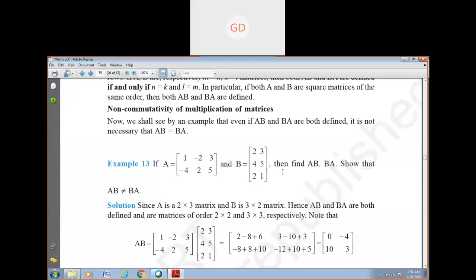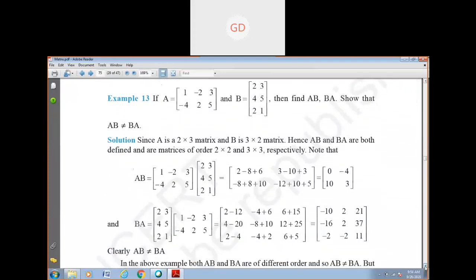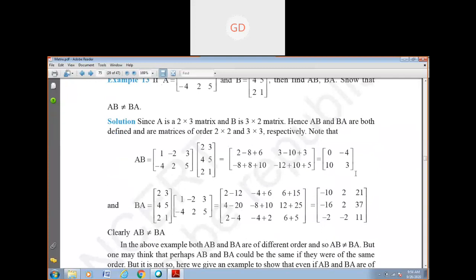In real numbers, AB is equal to BA. 2 into 3 is 6, 3 into 2 is also 6. And here in matrices, let's see how it differs. A into B: here this is the A matrix and this is the B matrix. Now we multiply these matrices, and you can get the elements using the rules of multiplication.